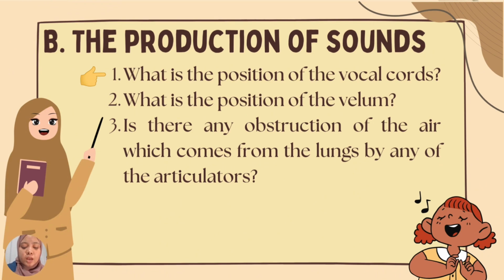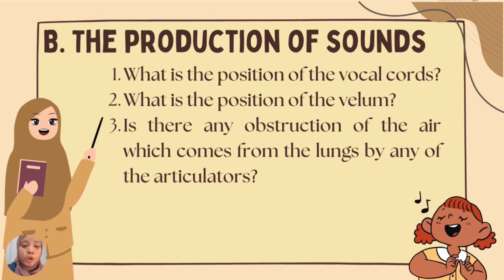Okay, the answer is, if the vocal cords are closed, the air coming out of the lungs will push the closed vocal cords, causing them to vibrate. The sounds then produced are called voiced sounds. However, when the vocal cords are open, the air comes out of the lungs and moves freely through the vocal cords. In this case, the vocal cords will not vibrate. The sounds then produced are called voiceless sounds.